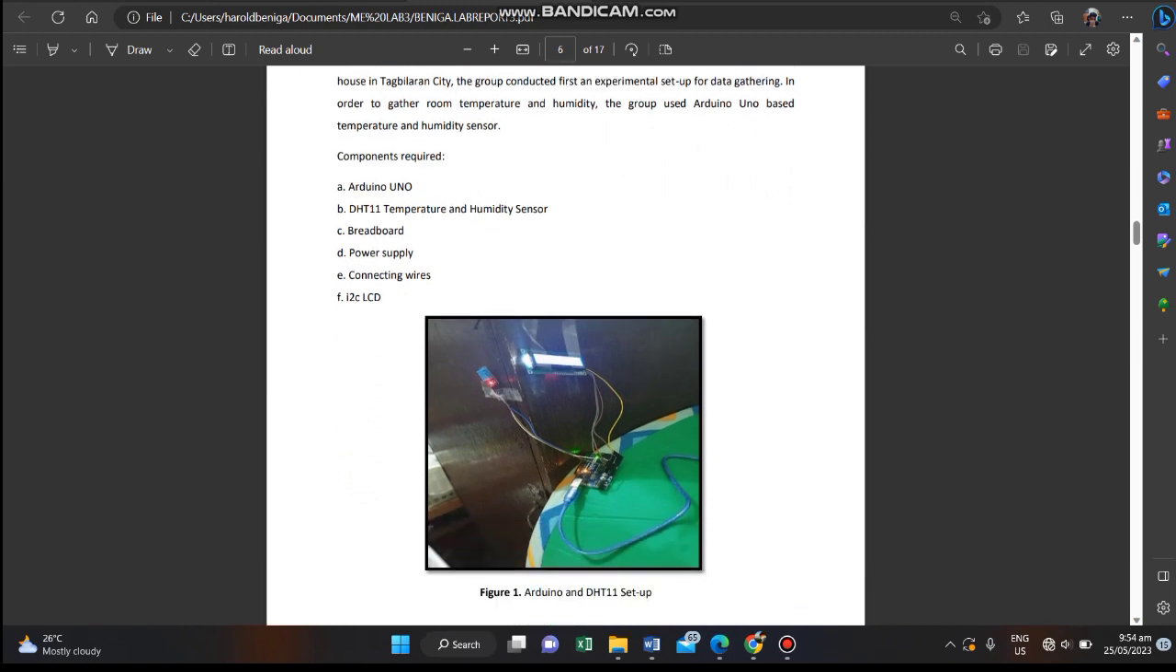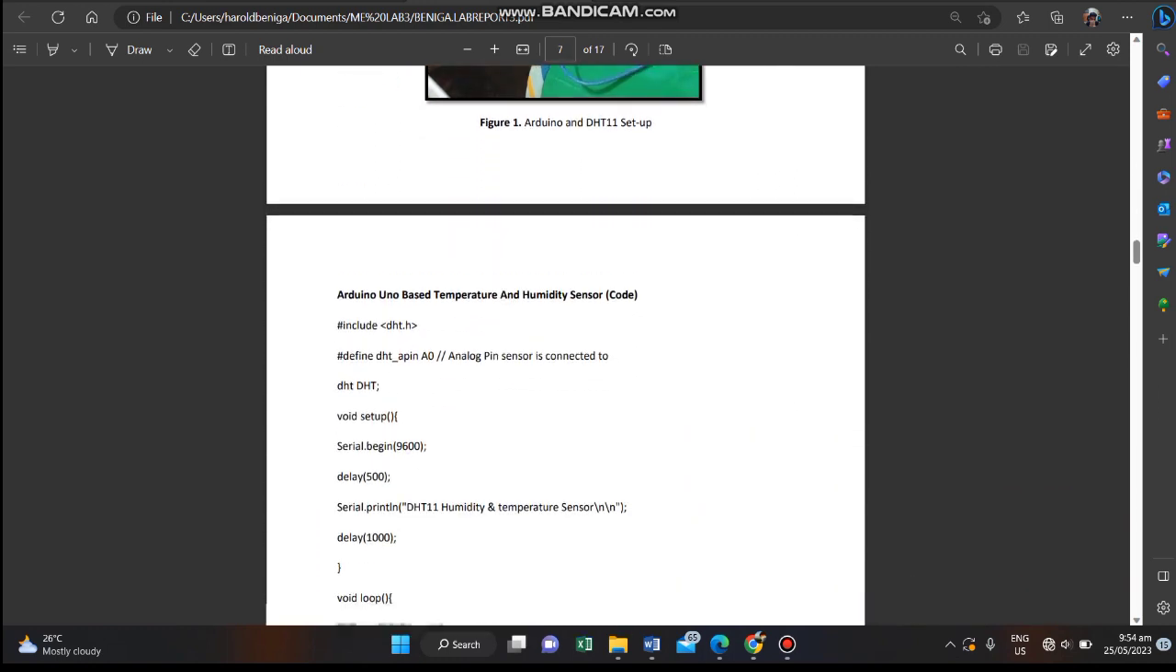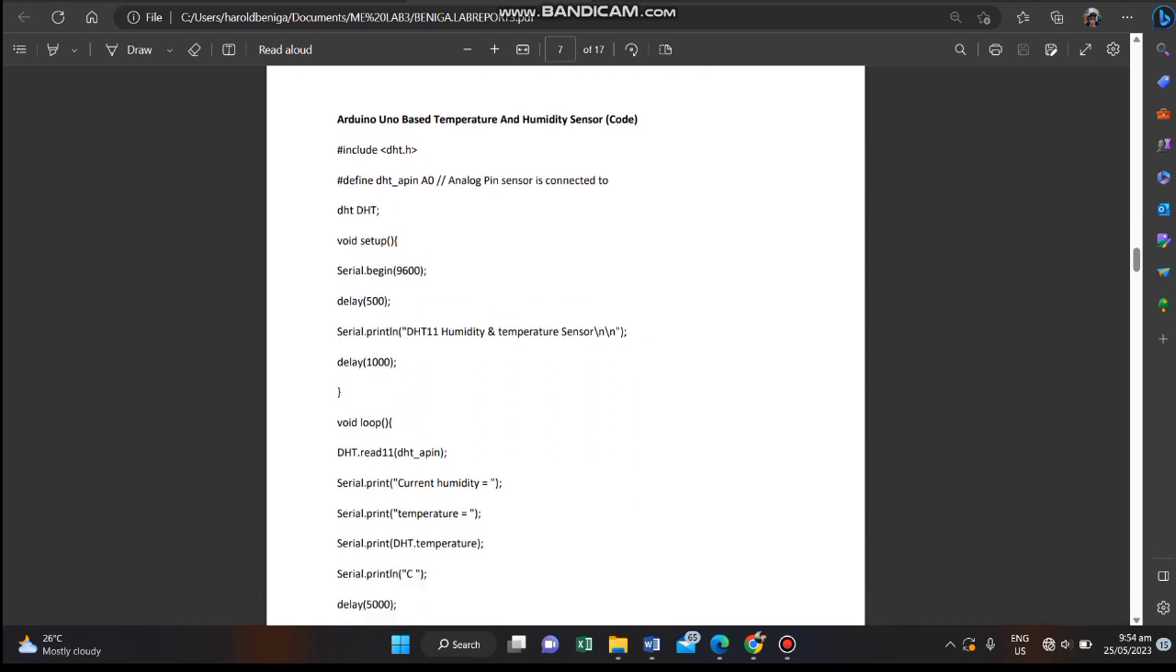Components required: Arduino Uno, the DHT11 temperature and humidity sensor, breadboard, power supply, connecting wires, and I2C LCD. So here's the code we used in programming the Arduino Uno.